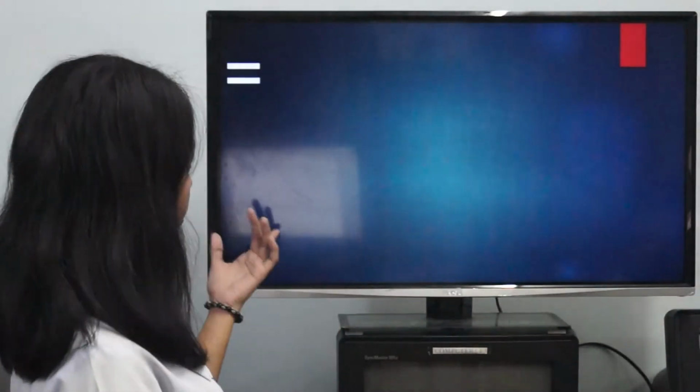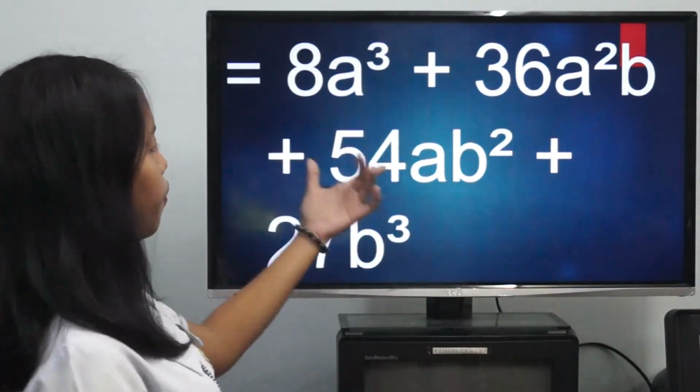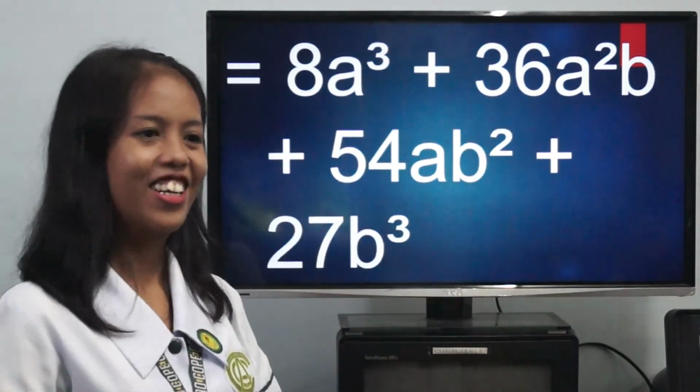This is equal to 8a cubed plus 36a squared b plus 54ab squared plus 27b cubed. And this is now our final answer.